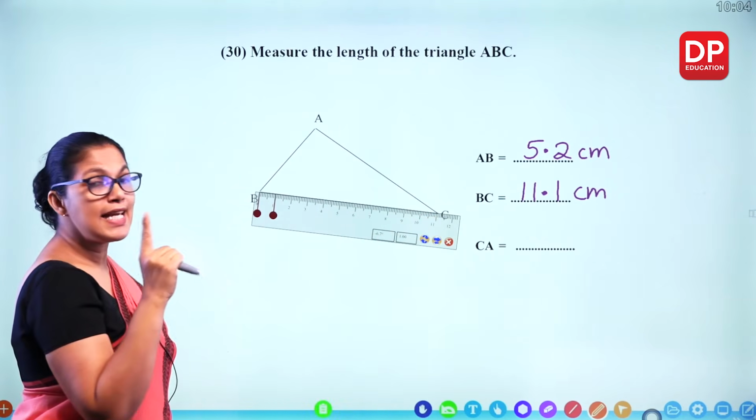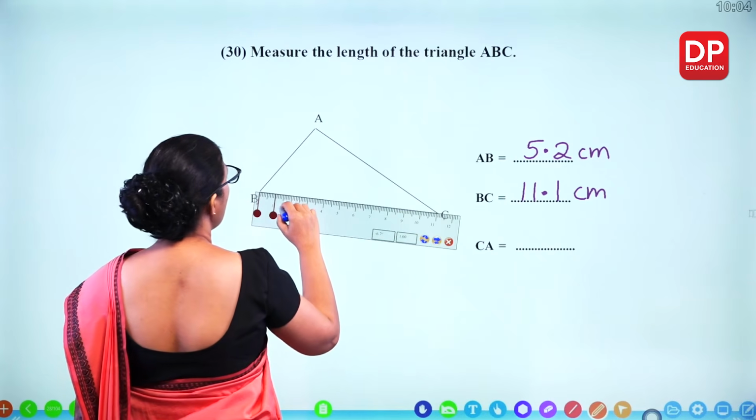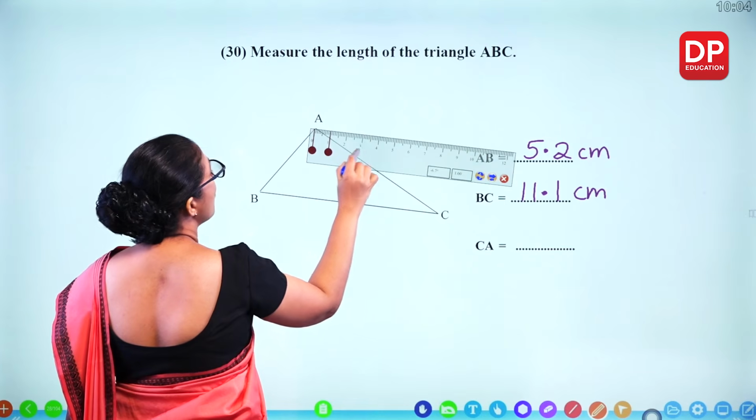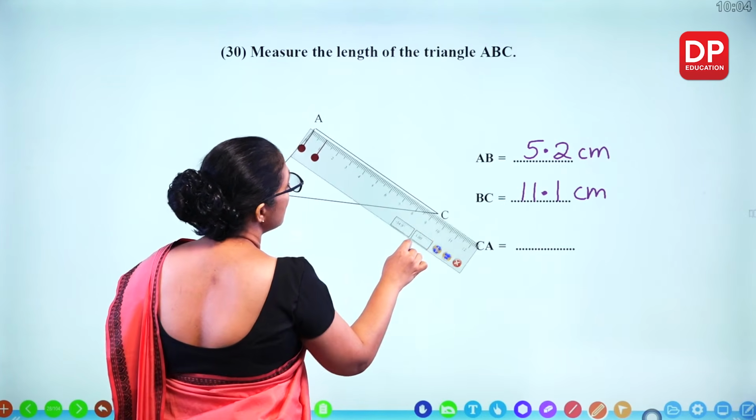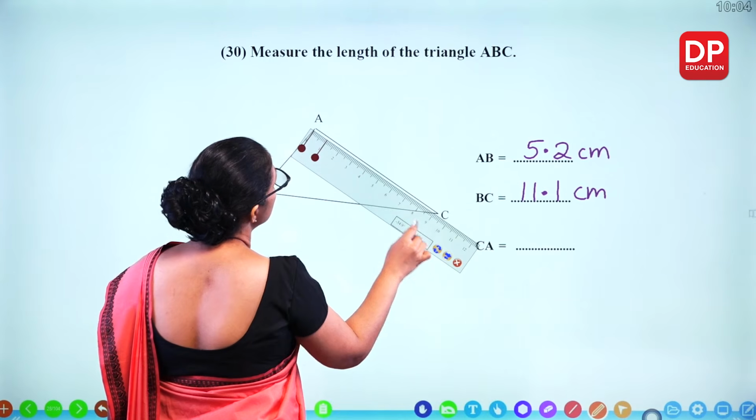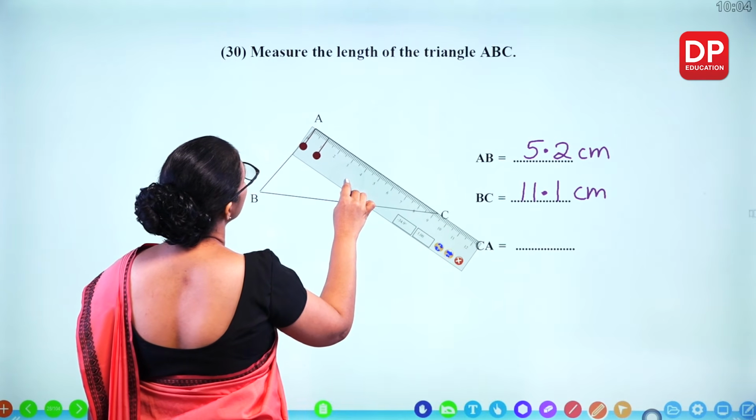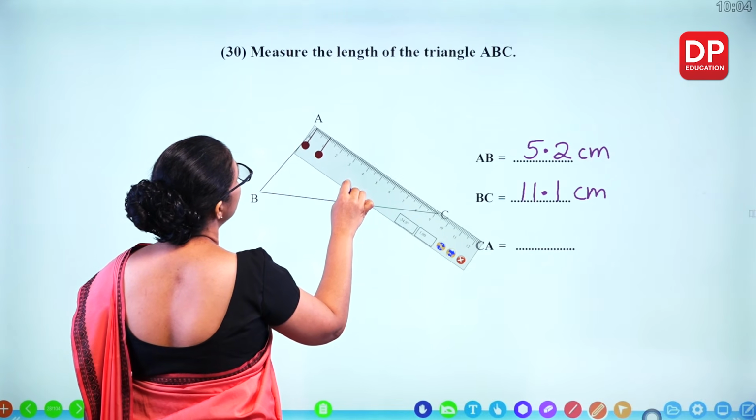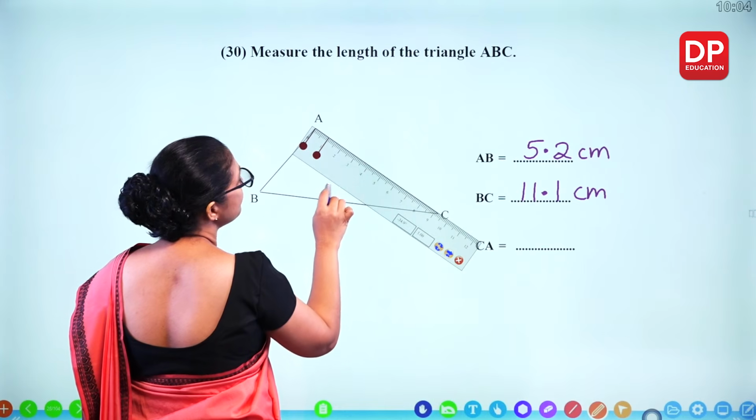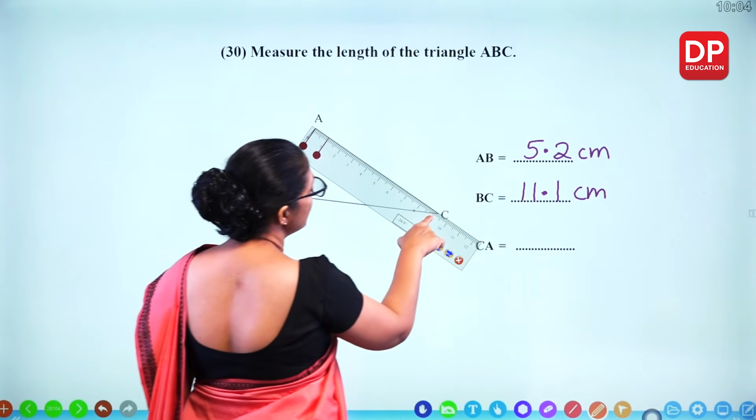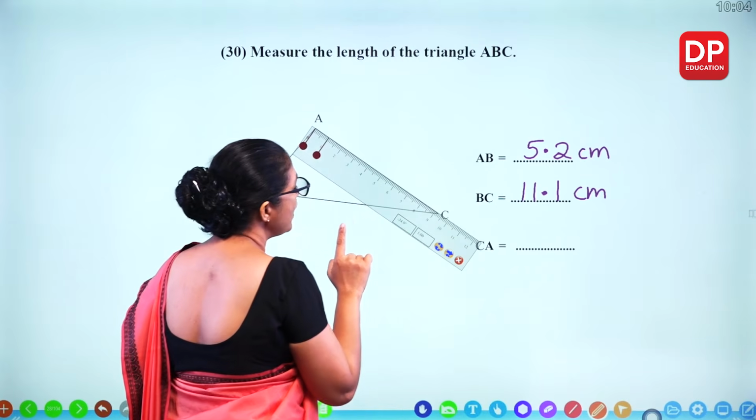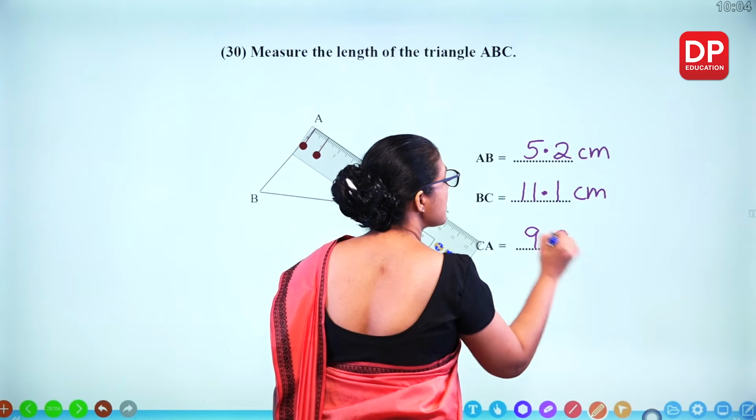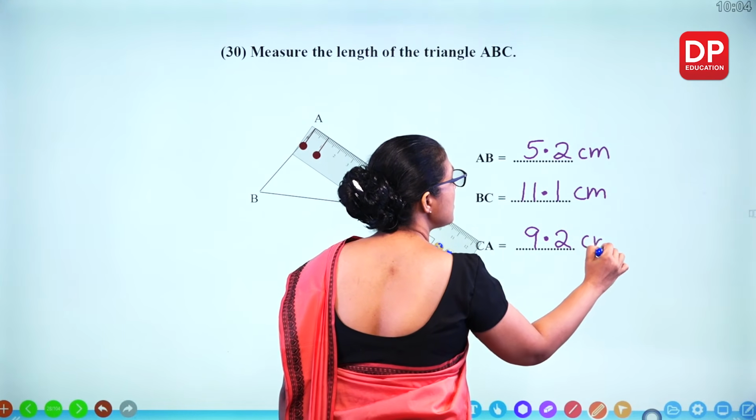Now I want to measure CA. What I can do, I can keep this 0 point on A and then rotate the ruler. Okay, so keep on top of A the 0 point and try to measure correctly. Here to here. So I get 9.2. 9 centimeters and 2 millimeters. I can write 9.2 centimeters.